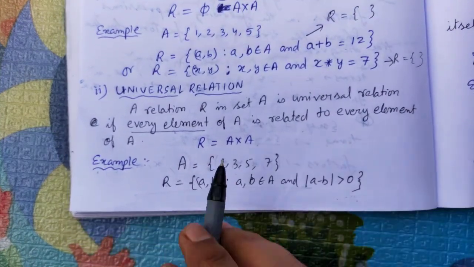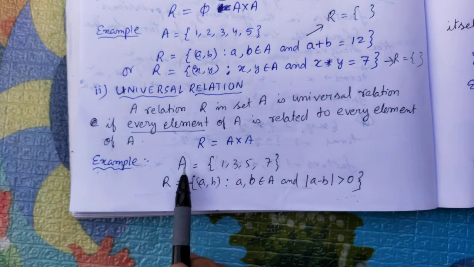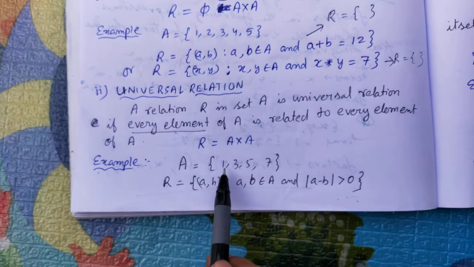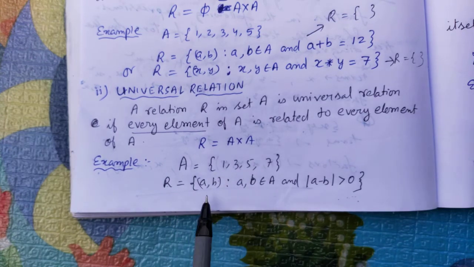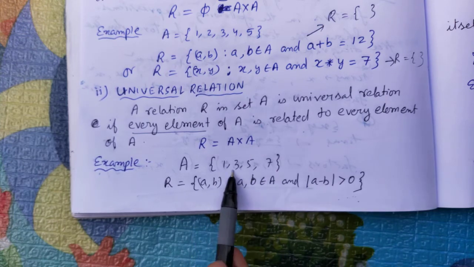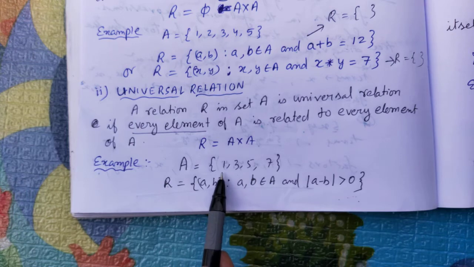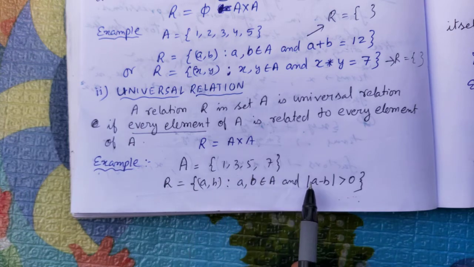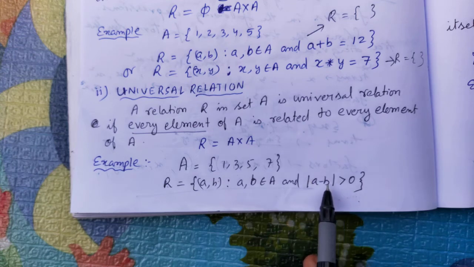For example, they have given A equal to 1, 3, 5, 7. a, b such that this a and b belong to this set, can be 1, 3, 5, 7, anything. And the condition given here for the relation is modulus of a minus b is greater than or equal to 0.